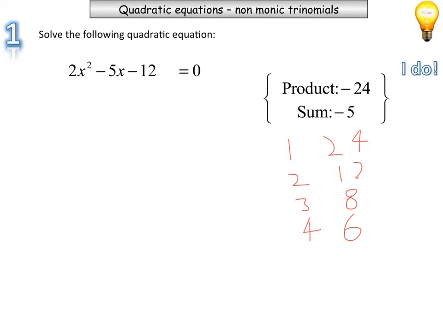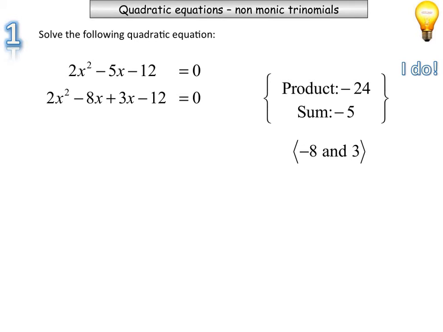And because we have a product of a negative number, one of them will have to be negative. So for us to add these together to get a negative, the larger number will have to be negative here. So that doesn't work, that doesn't work, that one works, and that one doesn't. So we end up getting 3 and negative 8. Or we can have negative 8 and 3. So we're going to split the middle term up, the negative 5x, with a negative 8x and a positive 3x. So these two numbers are going to be the two numbers that we split the middle term up by.